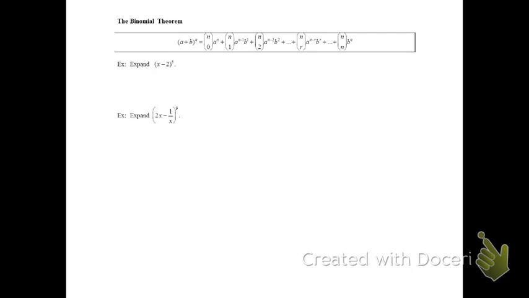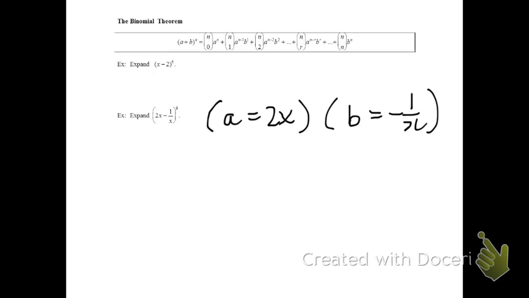So now that you have the pattern down, I'd like you to do the next one on your own. Again, for this one, we know that A is equal to 2x, and we know that B is equal to negative 1 over x. This is going to get tricky, and it's a degree of 9. So go ahead and try this on your own.